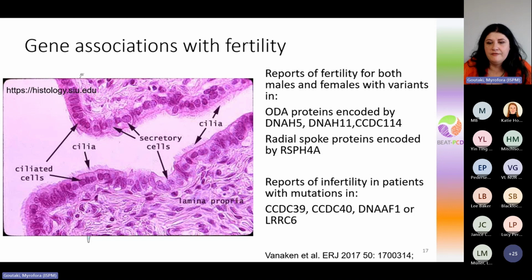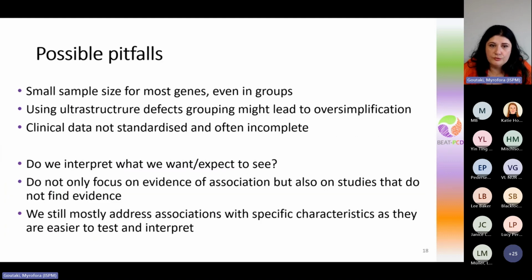In the past, it was believed that almost all males with PCD have fertility issues, but it has been shown that specific proteins coded by some genes like DNAH5 or DNAH11 have led to patients without fertility problems, while other mutations in genes like CCDC39 or 40 led to patients with infertility. That doesn't mean that all the patients having this mutation have or don't have fertility issues.